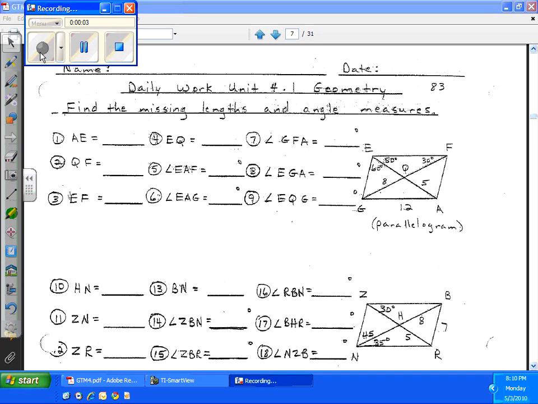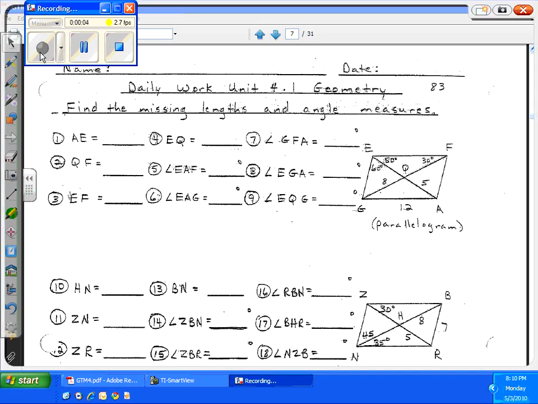Daily work unit 4.1. Given that this is a parallelogram, we'll answer the questions. And what we're going to find is sometimes instead of going from 1 to the picture and 2 to the picture and 3 to the picture, it's easier just to solve the picture and then answer all the questions. So we'll do that. We know that if this is a parallelogram, then opposite sides are equal.